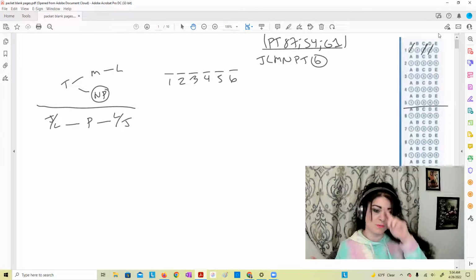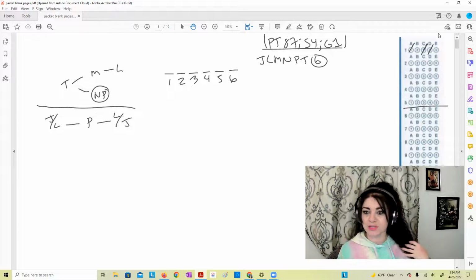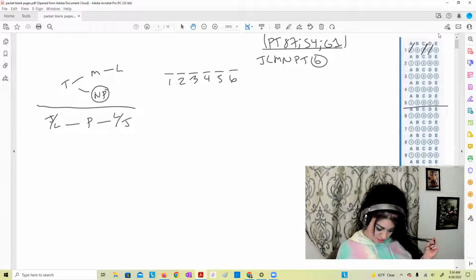Ooh, and our next rule is the one about P being between J and L. So let's look at B and E. Okay, B is wrong. B violates that rule. So therefore, the correct answer here is E.